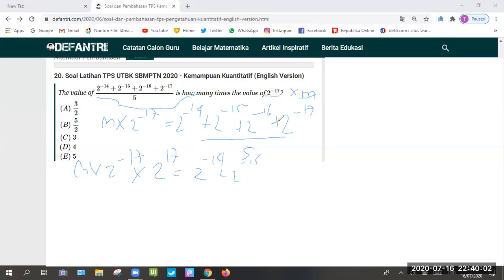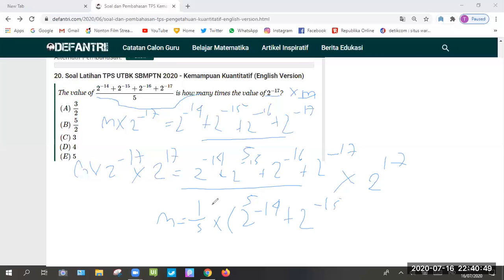So I'm gonna write it again. So for 5, multiply by 2 to the power of 17 to get rid of those minus 17 powers, and of course also the divided by 5. So I'm just gonna multiply this formula or pattern with 1 per 5. It has the same meaning as dividing it by 5. Okay, and I'm gonna multiply it with the rest: 2 to the power of minus 14, 2 minus 15, 2 minus 16, 2 minus 17, multiplied by 2 to the power of 17.